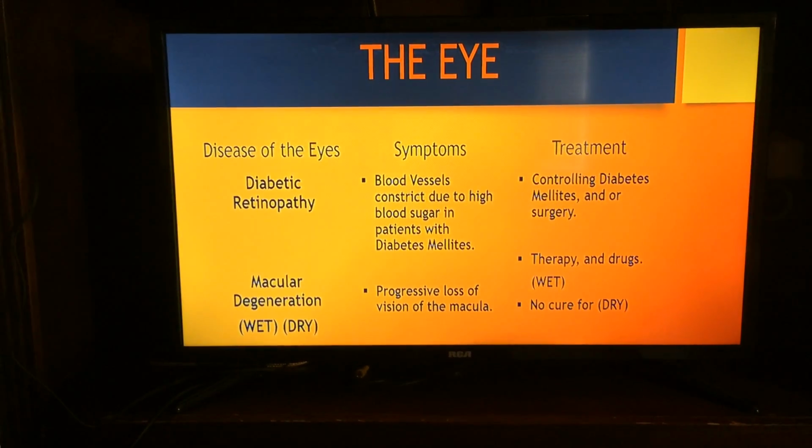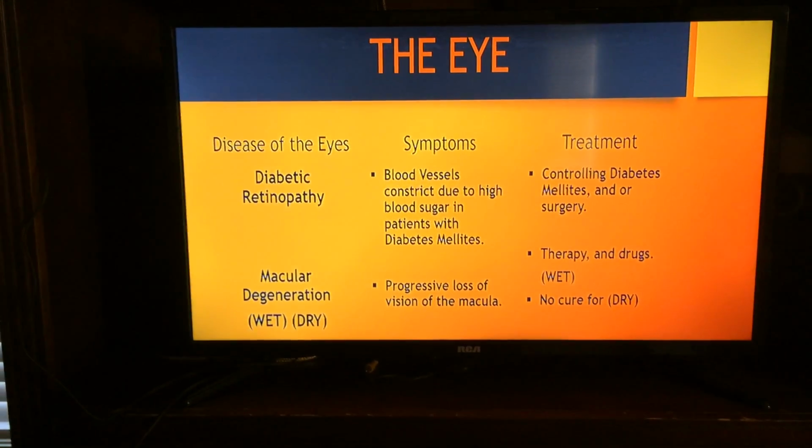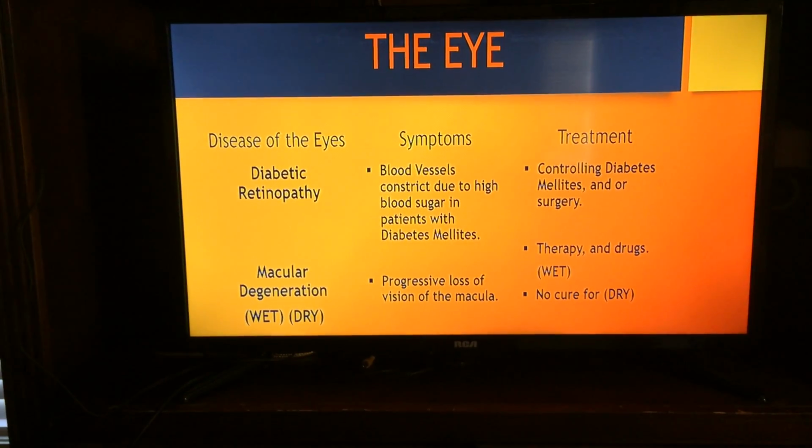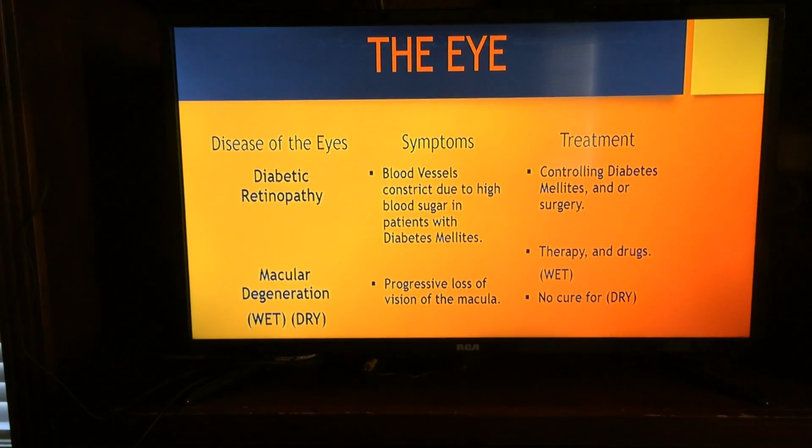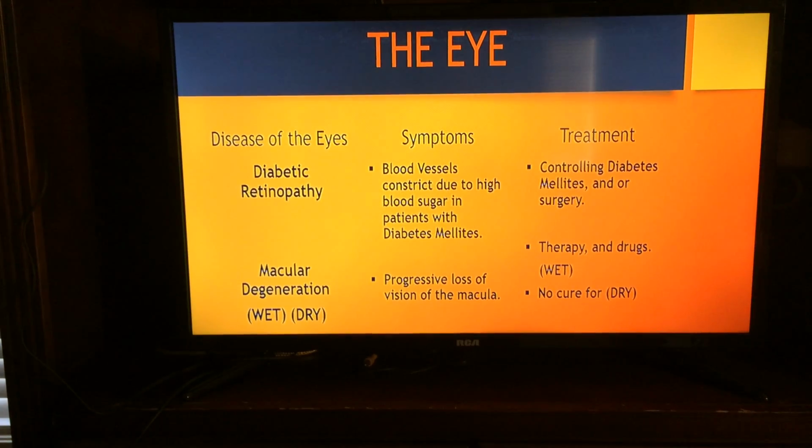Macular degeneration is progressive loss of vision of the macula. Therapy and drugs could treat the wet, and there's no cure for the dry.